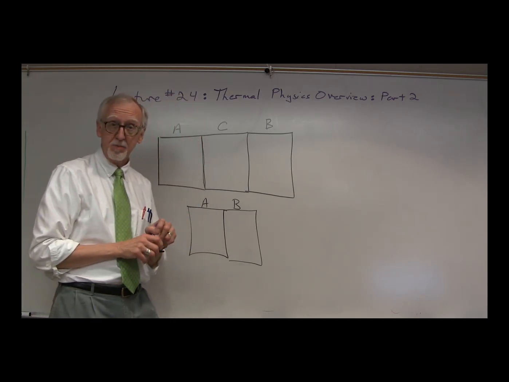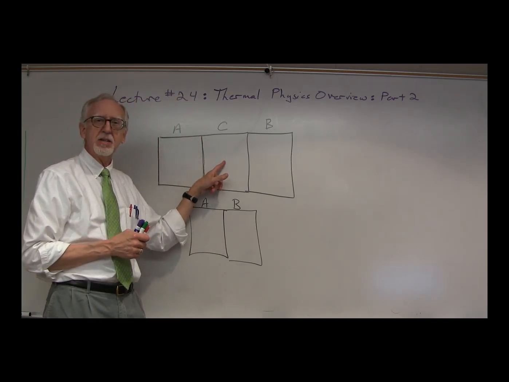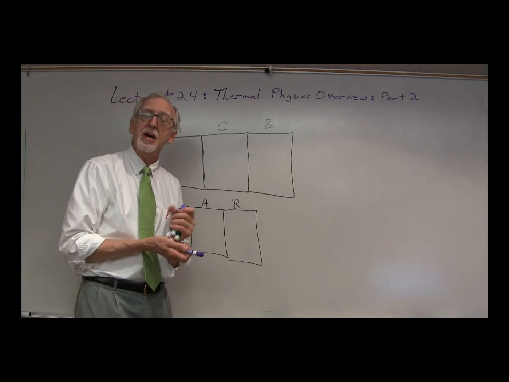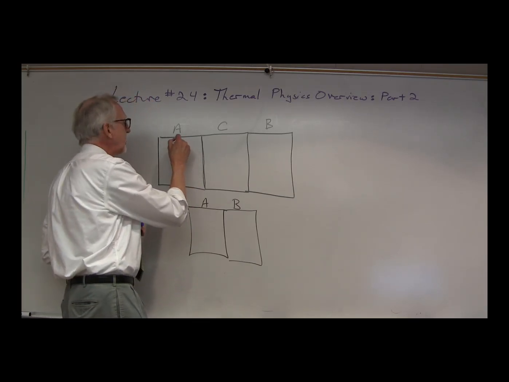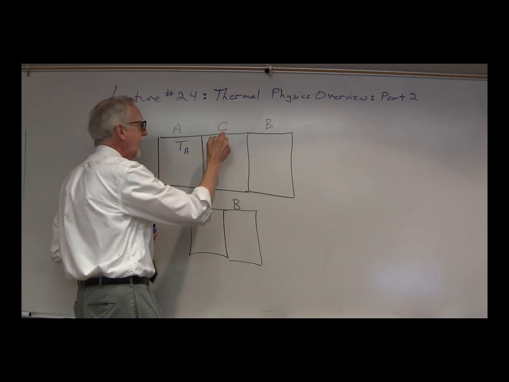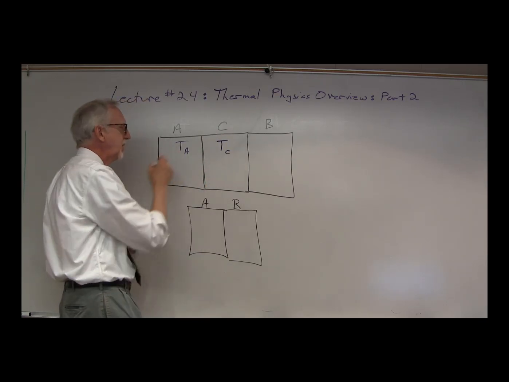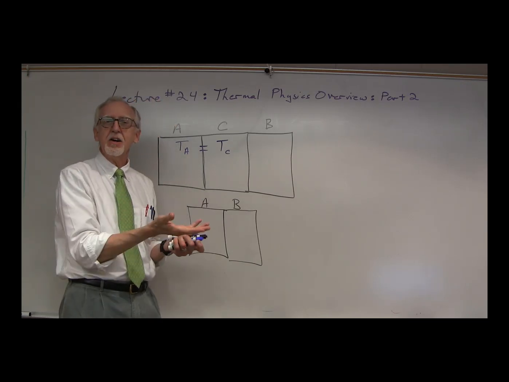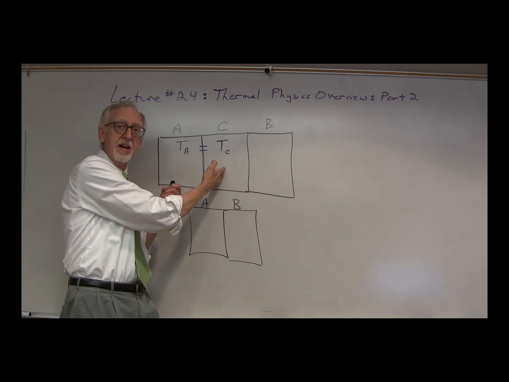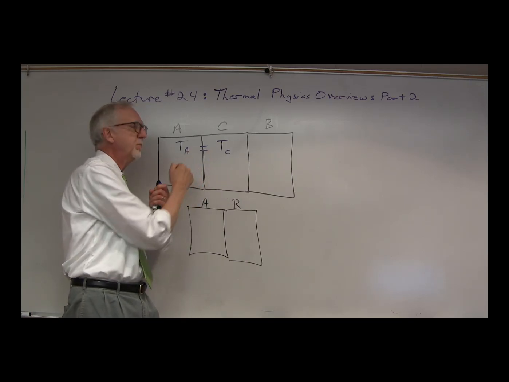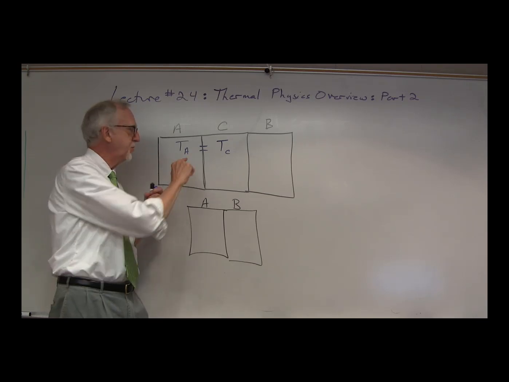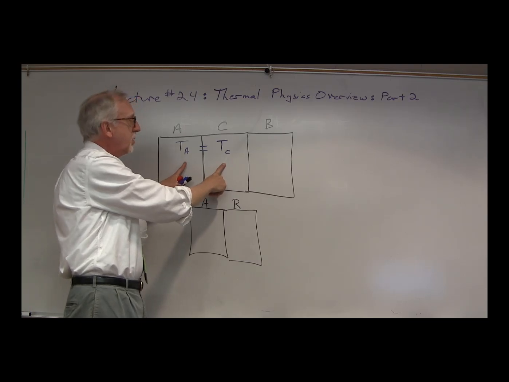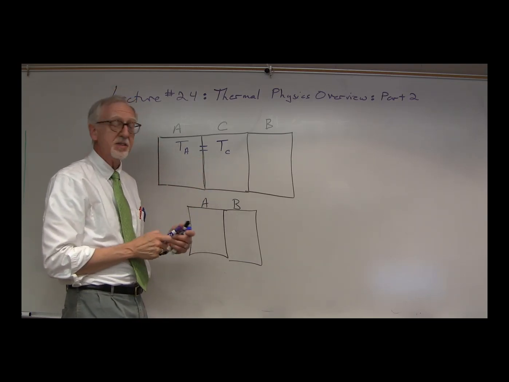Well, what is this telling us? If 2 systems are in thermal contact and no heat is going from one to the other, what that means is they must be at the same temperature. In other words, if system A is at temperature TA and system C is at temperature TC, these 2 temperatures must be equal to each other. If TC had a higher temperature, we would expect heat to flow from C to A. Or if A was at a higher temperature, we would expect heat to flow from A to C. To be in thermal equilibrium then means that the temperatures must be the same.